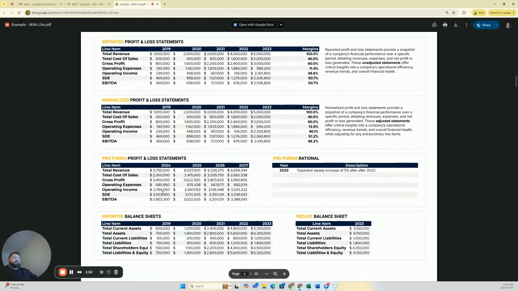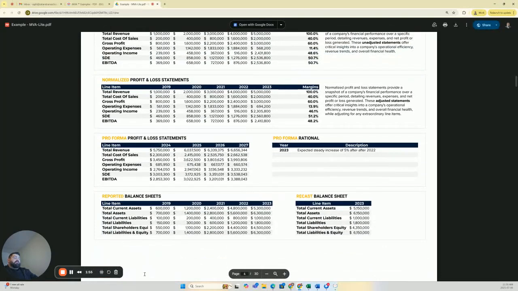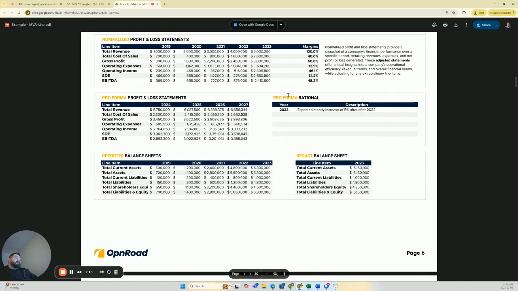And then we have our projections, and then you have the reported balance sheet, and then the recast balance sheet for last year. We normally don't go back and recast previous years. We'll just recast the last year, and then you'll have a reason for your projections, right? So, we're just going to expect a steady increase by 5%. Normally, in projections, we split it up between your fixed costs, which are going to remain relatively constant, and your variable costs, which are going to change with revenue, and they're going to stay relatively constant as a percentage of revenue.